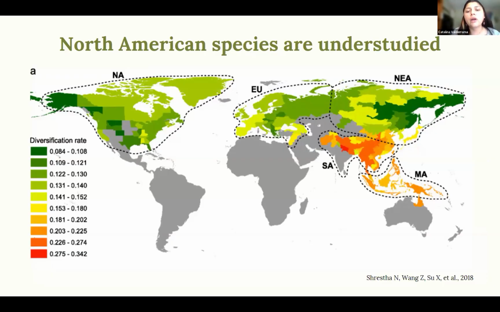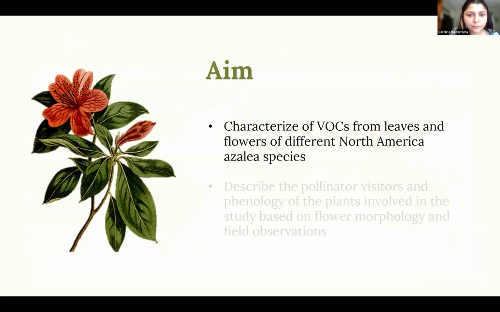and how important it is for us to understand first which VOCs those plants have, but also what the implications and the importance are for the species that we have right here. So based on that, I have this aim, and this is to characterize the VOCs from leaves and flowers of different North American Azalea species.